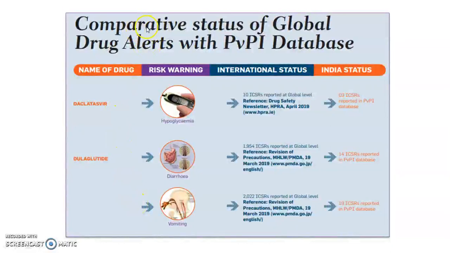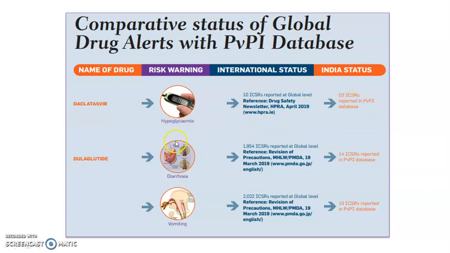PVPI has given some of the drugs comparative status along with the global drug alerts. Here you can see the name of the drug, the risk warnings, and the status at the international level and in India. You can see the drug here, Delectasavir. If it is used, it is going to produce hypoglycemia. Internationally there are 10 cases reported, and in India there are 3 cases reported.